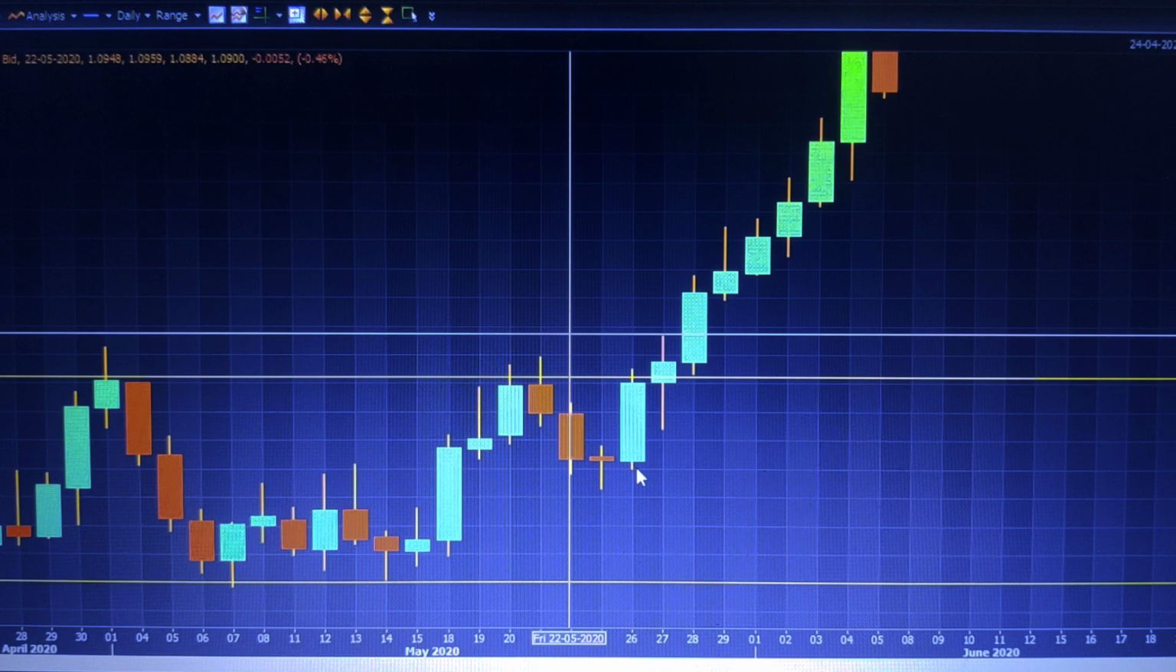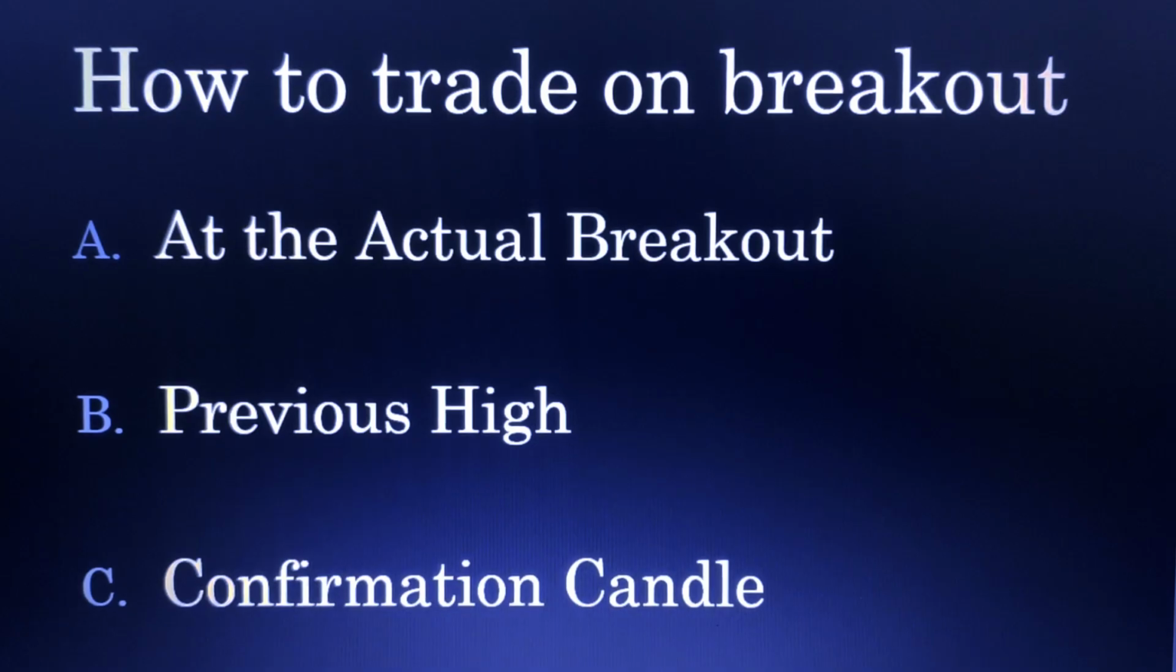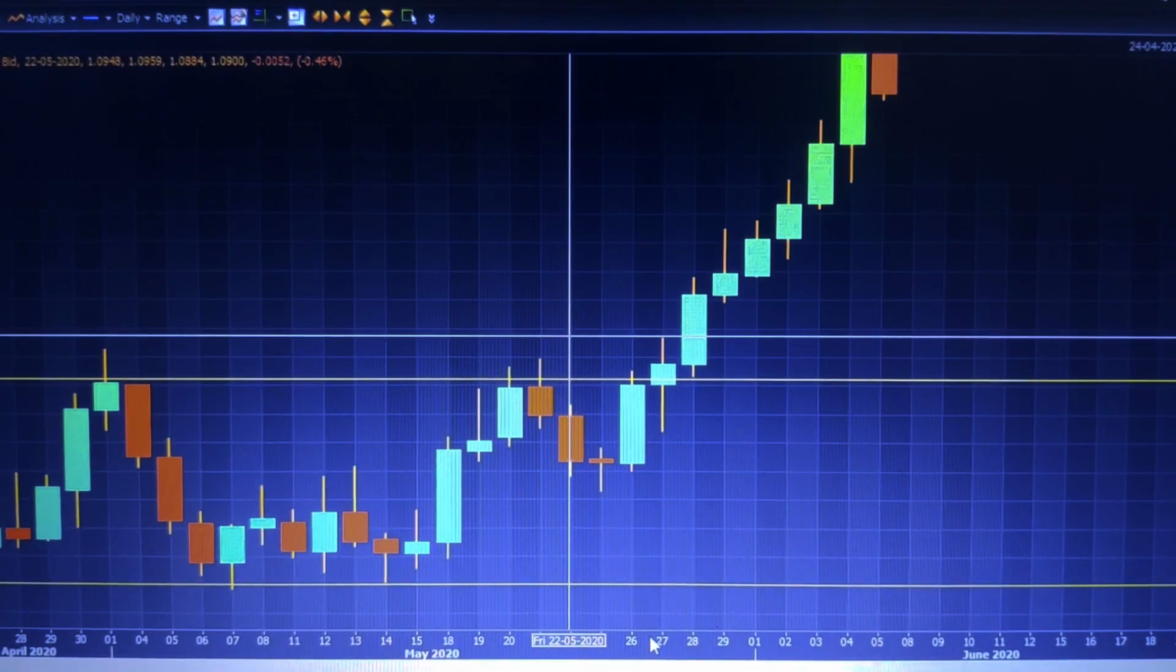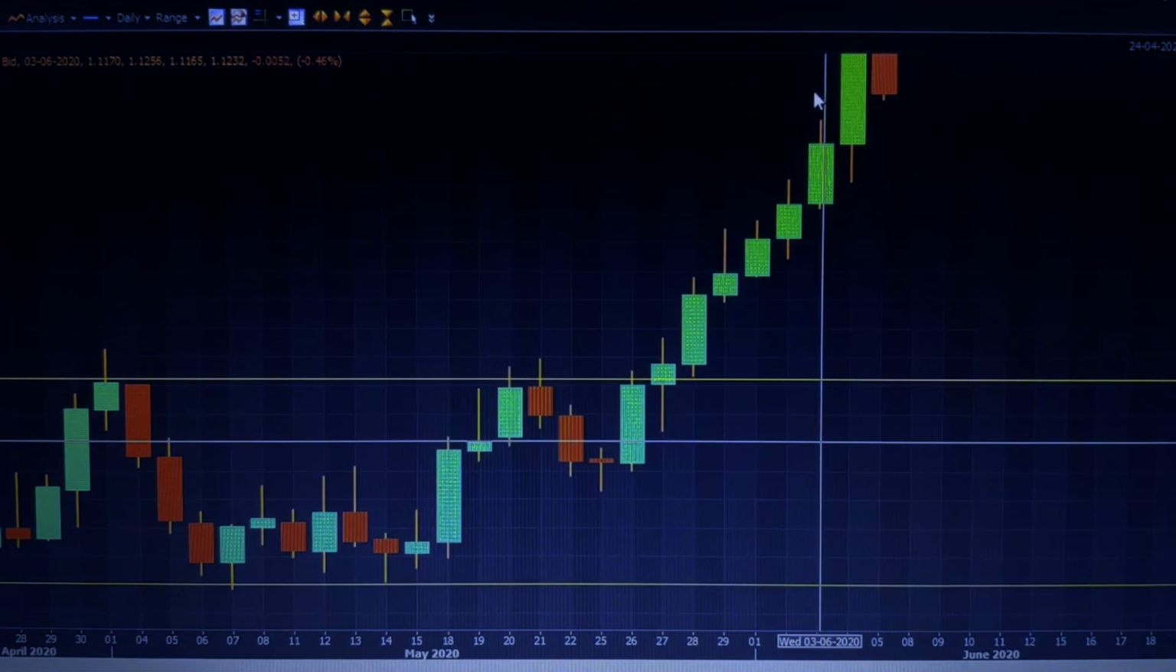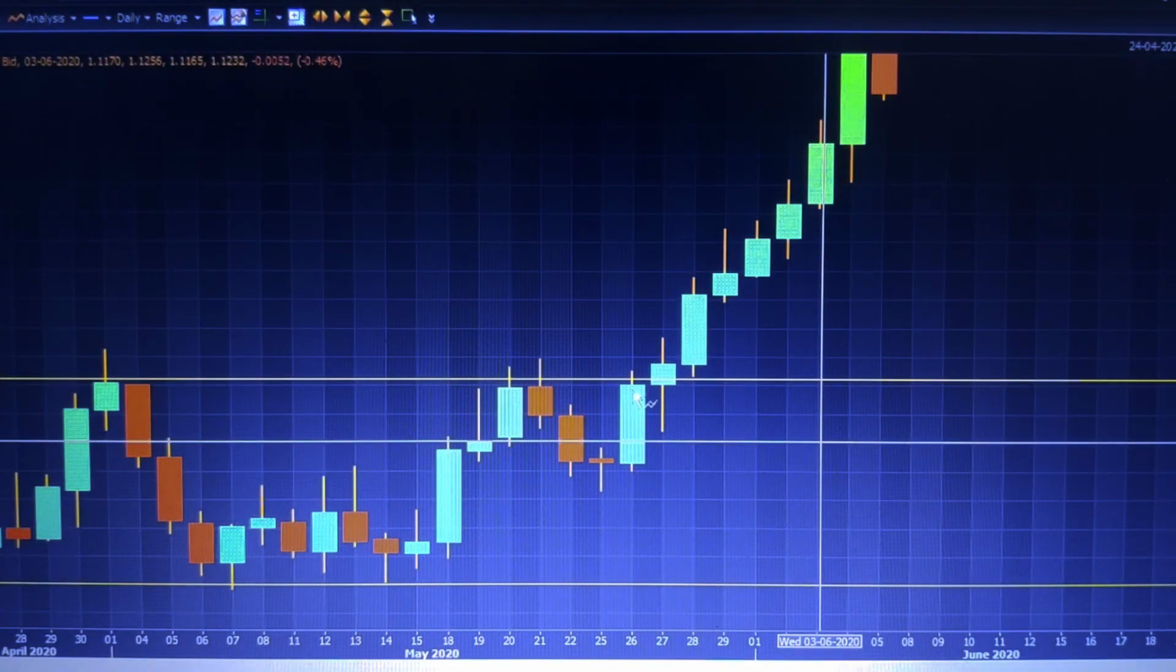So the first is at the actual breakout, the second is the previous candle high, and the third is the confirmation candle. We discussed this in my last video, where we showed some real examples of what a confirmation candle is and how it works. In this chart we have a lot of examples actually. We can see in this chart, this is the resistance level. Again the candle opened below but closed higher.